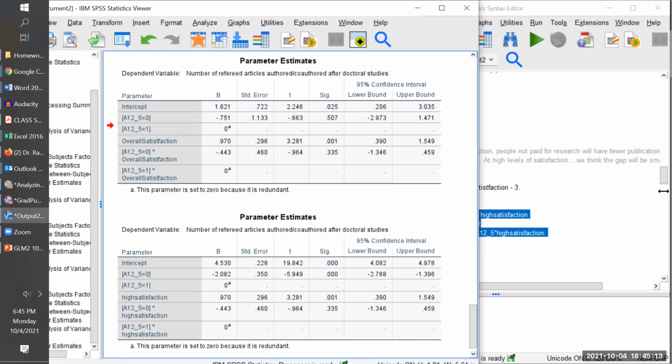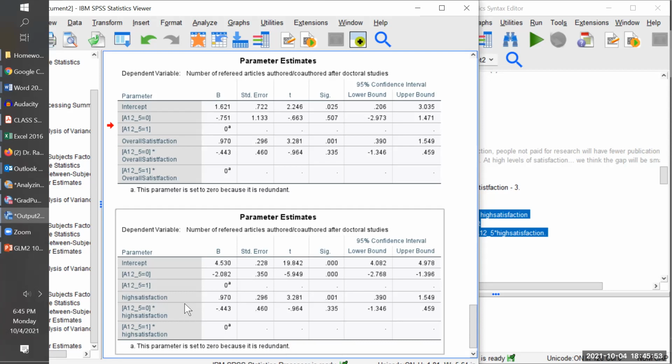Down here, at the low end of satisfaction, the difference between our 2 groups is almost 0. It's not distinguishable from 0. But at the high end, it is distinguishable from 0. It's different. But we didn't change what the 0 point is here. So we're still interpreting the slope of the same line. So we're still interpreting the slope of being the paid one.